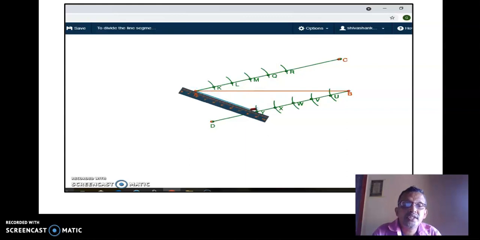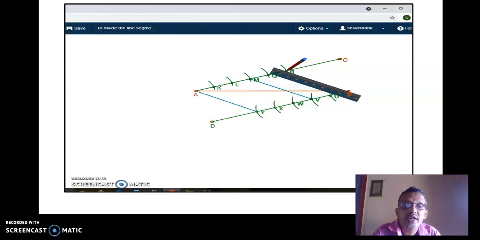So we want 3:2 ratio. So therefore 1, 2, 3. After 3, that is M. Here after 3, Y. So join M and Y, and after 2 parts, join R and B. So this is the 3:2 ratio.